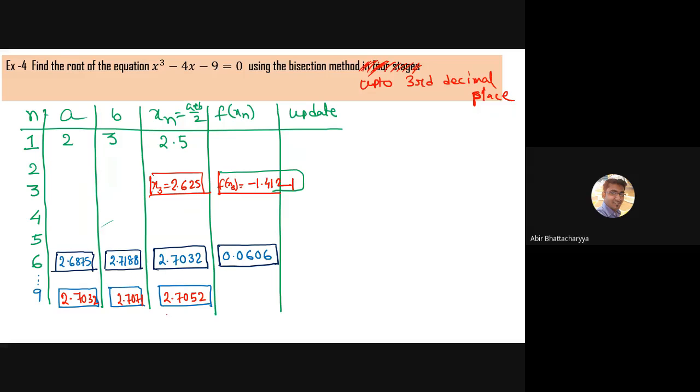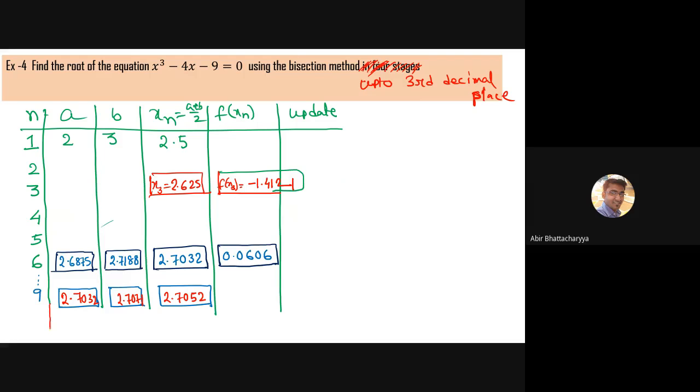All right. We need the answer up to 3 decimal places, Kusant, not 2 decimal places. So we have to do another 2 iterations, because it is 2.707 in the last iteration and now it is 2.705. 707 and 705 are not the same, because we need up to 3 decimal places.